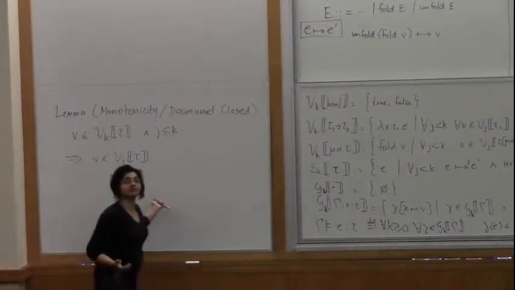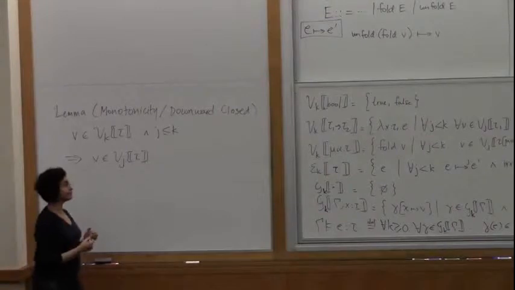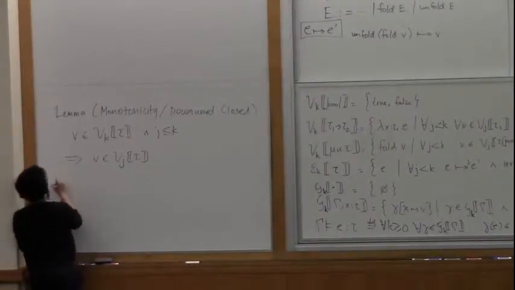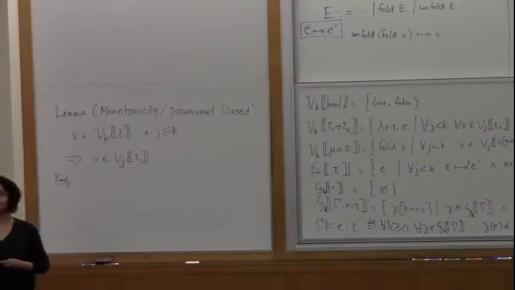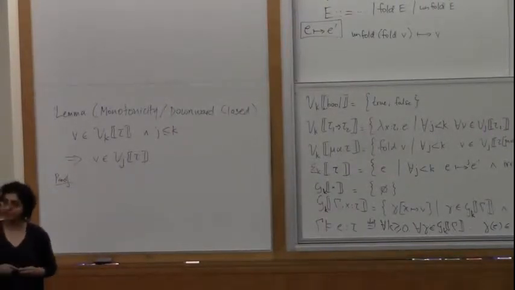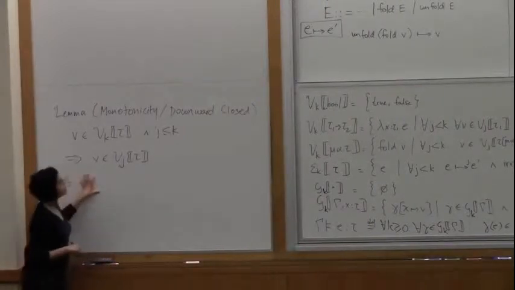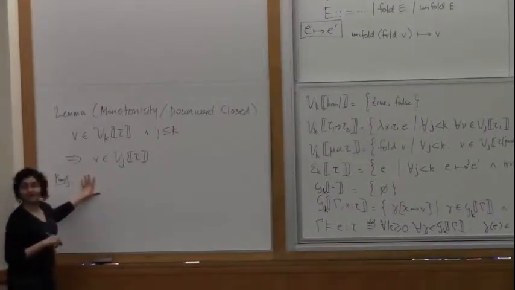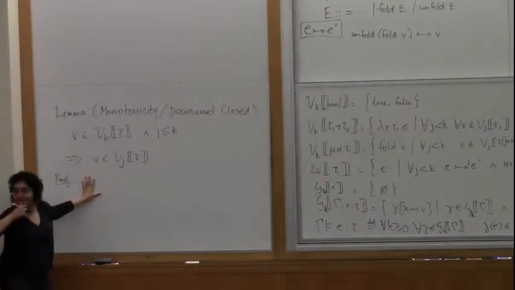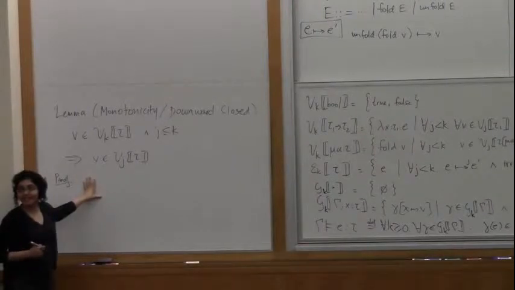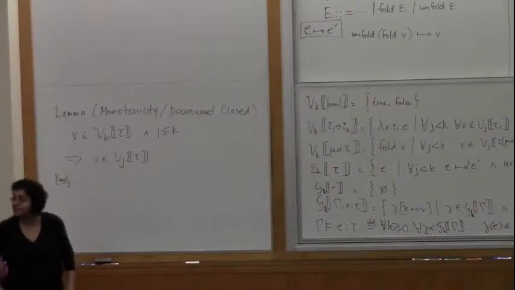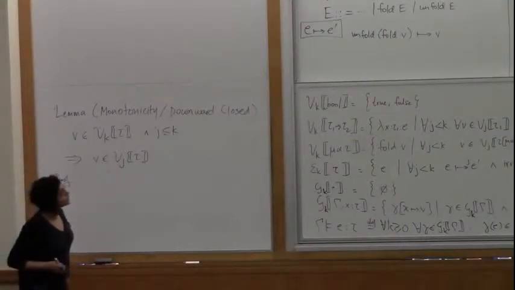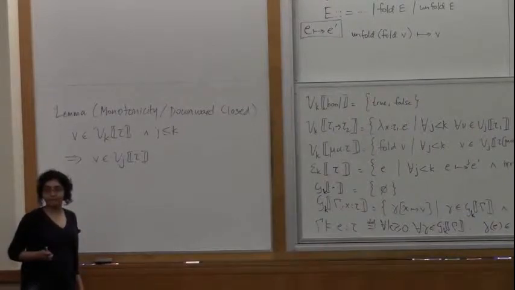Okay, well, how would we prove this? By induction on what? Any guesses? On the type tau? Yes, exactly. It's just what? I mean, everything is quantified over j and k. Uh-huh.